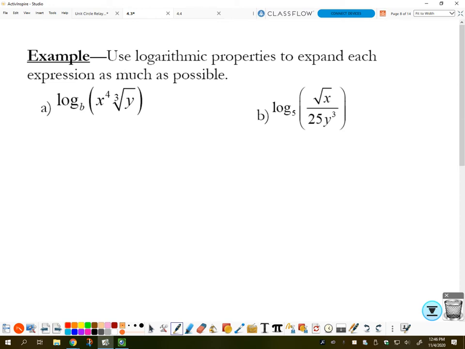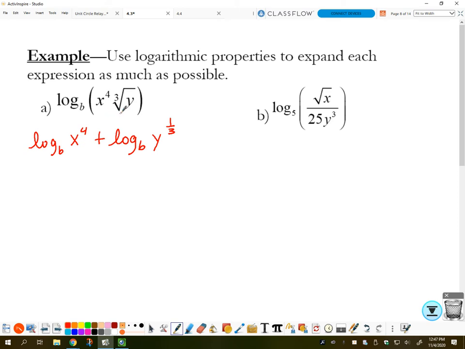Alright, so they want us to expand these expressions as much as possible. So you know that you're done expanding when all of your log statements only have one thing inside of them. Alright, so the first thing that we're going to do is realize that we have multiplication here. So it'll be log base b of x to the 4th plus log base b. I'm going to go ahead and call it y to the 1/3 instead of the cube root of y.